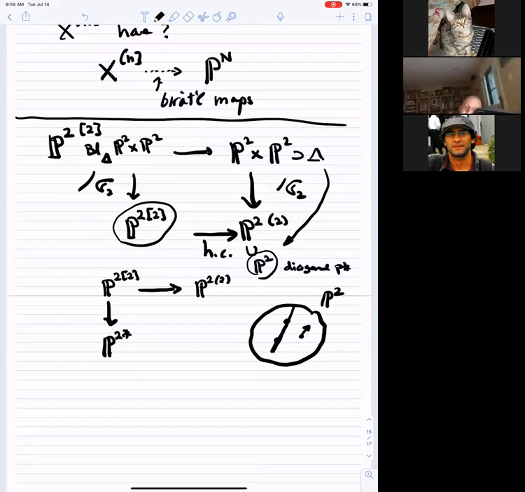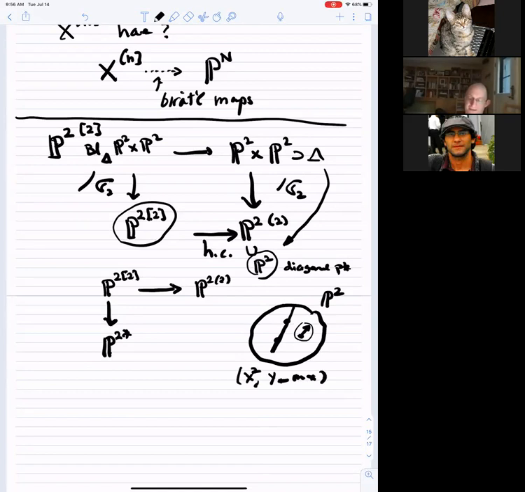But in the Hilbert scheme, there is a well-defined map because, like any scheme of length 2 is contained in a unique line. Because remember, the equation of such a thing still looks like x squared and y minus mx, right? So there is still a unique line that contains this, so that you actually get a map to P2 dual.